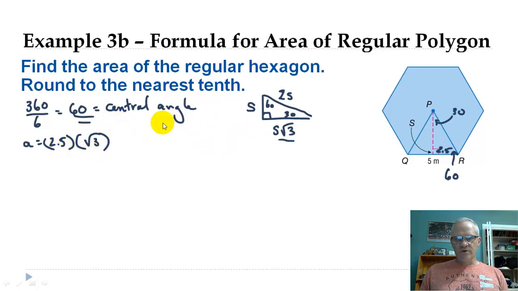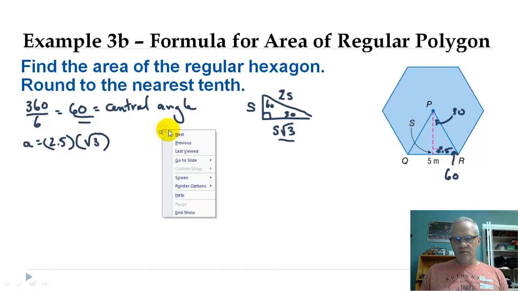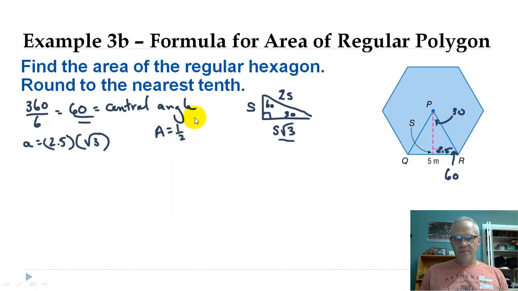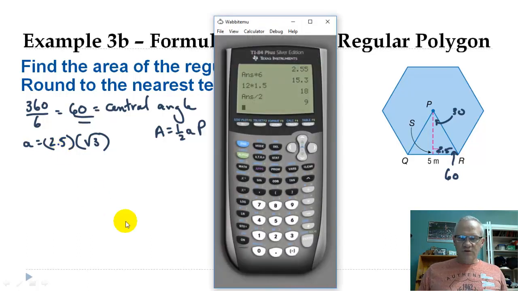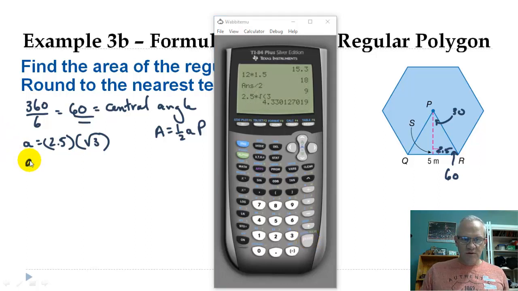And in our formula for the area, area equals 1/2 the apothem times the perimeter. Actually, let's find the apothem first. I'm sorry, I was kind of jumping ahead there. Calculator. 2.5 times the square root of 3. Okay, so that gives us approximately 4.33 there.